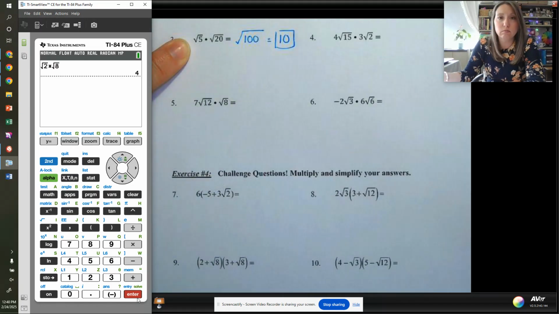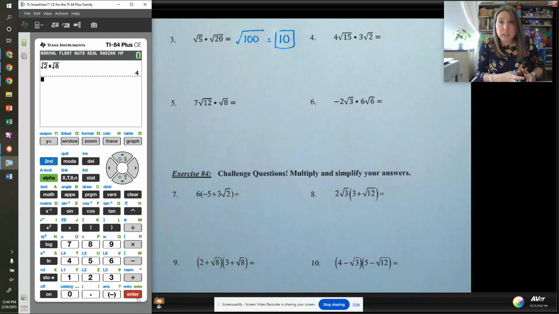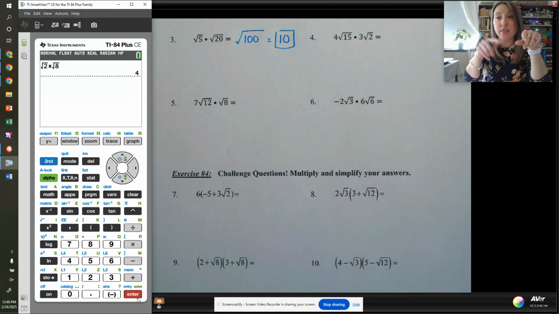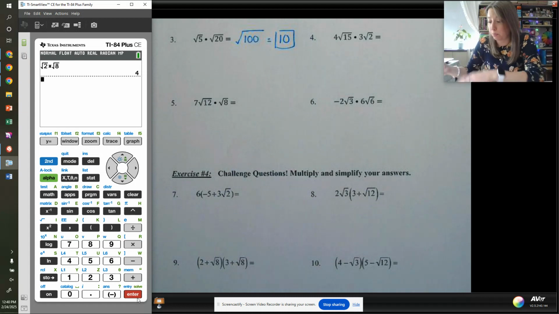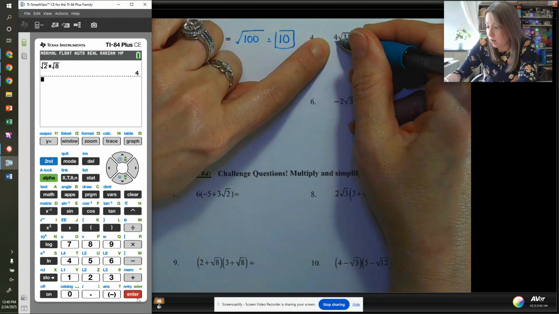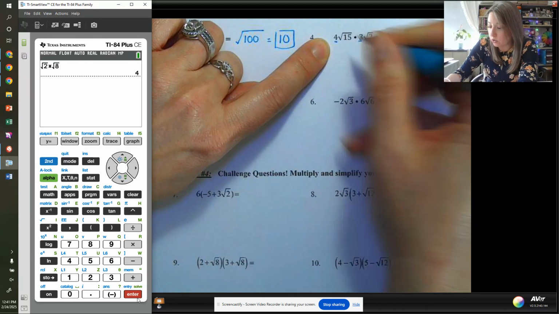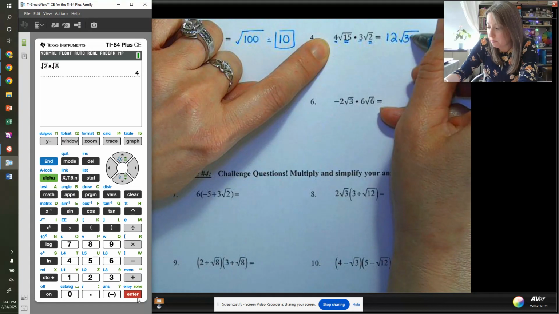10. Let's do number 4 over here. Now you've got coefficients and radicals. Now the coefficients, they would multiply together. The radicals, the numbers under the radical, the radicands, they would multiply together. So 4 times 3 is 12. The radicals are 15 times 2, which is 30.